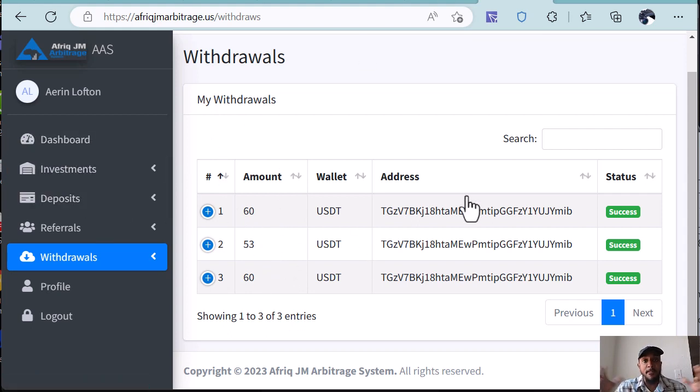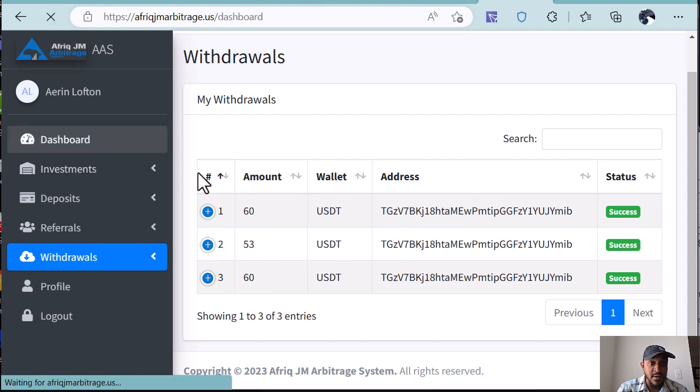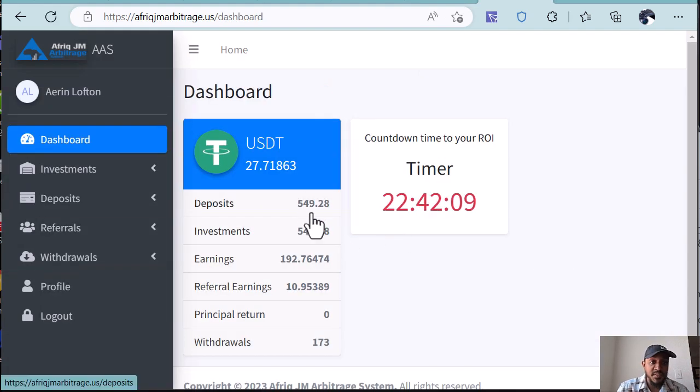And I've compounded that. So I put that back in. So my total here, I haven't put in $550 of my own personal money. 173 of that has been what I've made. I only have a little under 400 of my own money.